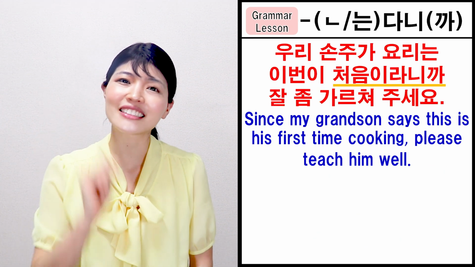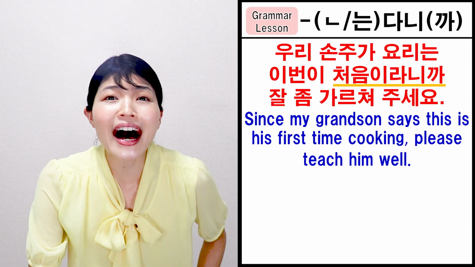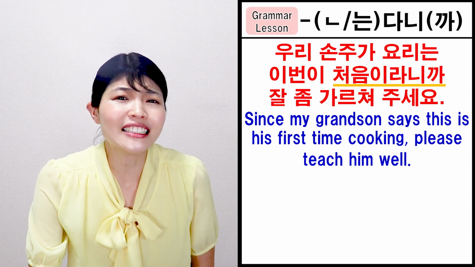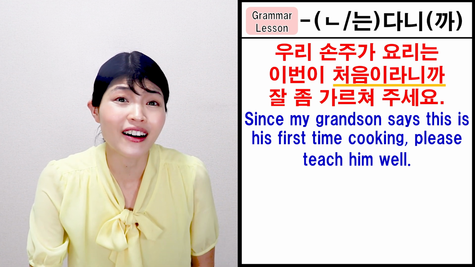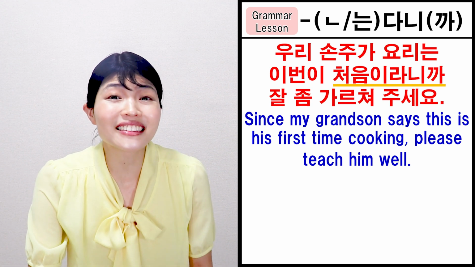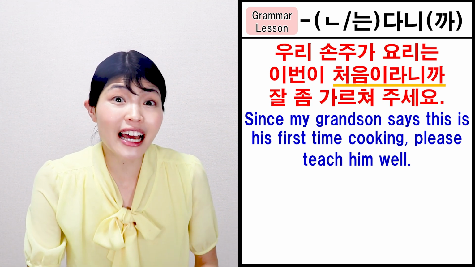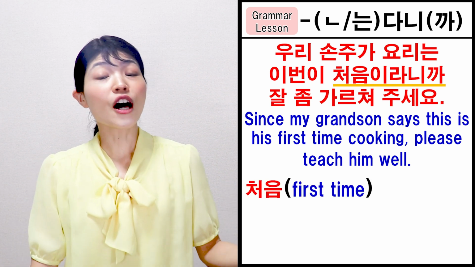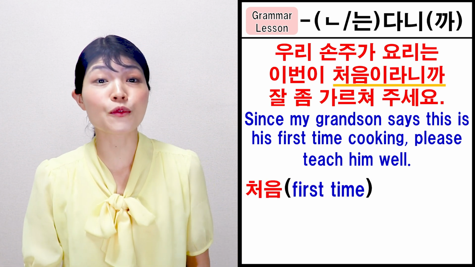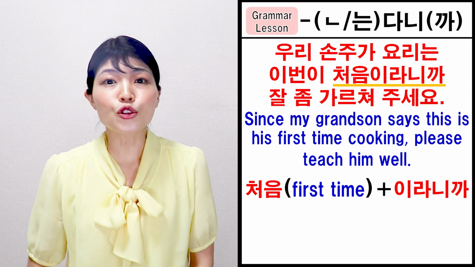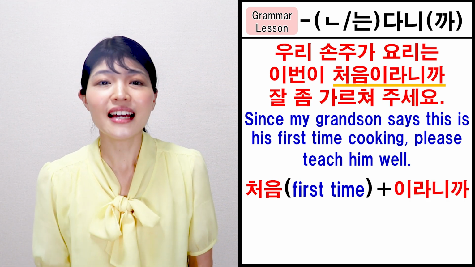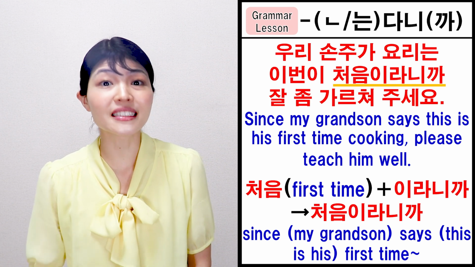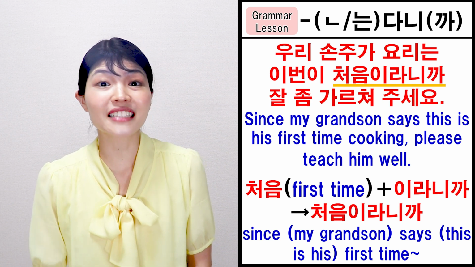Let's look at the next sentence. 우리 손주가 요리는 이번이 처음이라니까 잘 좀 가르쳐 주세요. Since my grandson says this is his first time cooking, please teach him well. Here, 처음, first time, is a noun with a final consonant. So you attach 이라니까 to make 처음이라니까, since my grandson says this is his first time.